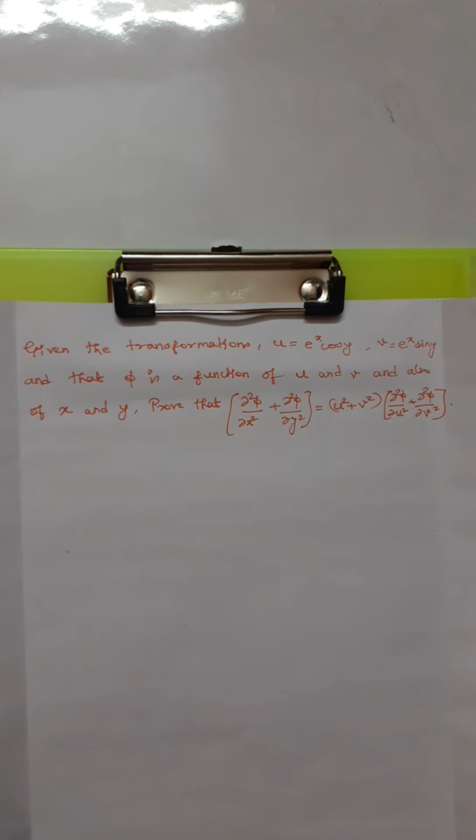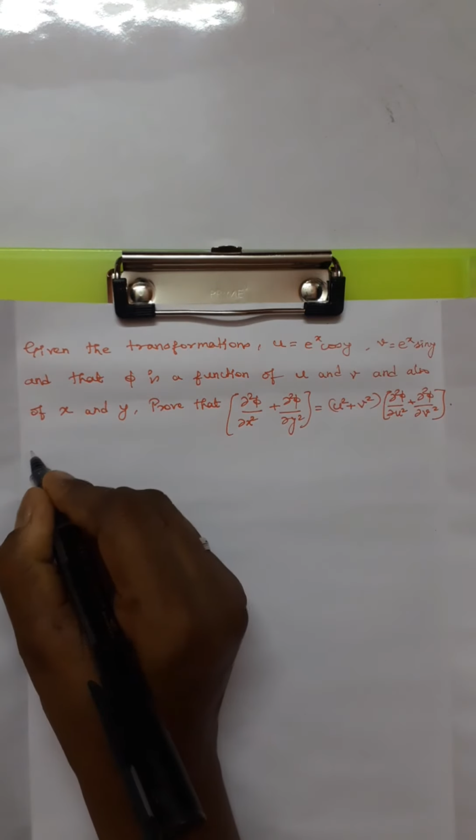Today, let us discuss a problem from the topic partial differential equation. The question is, given the transformations u is equal to e power x cos y, v is equal to e power x sin y, and that phi is a function of u and v and also of x and y, prove that. They have given an expression here. We have to prove the expression. Solution.